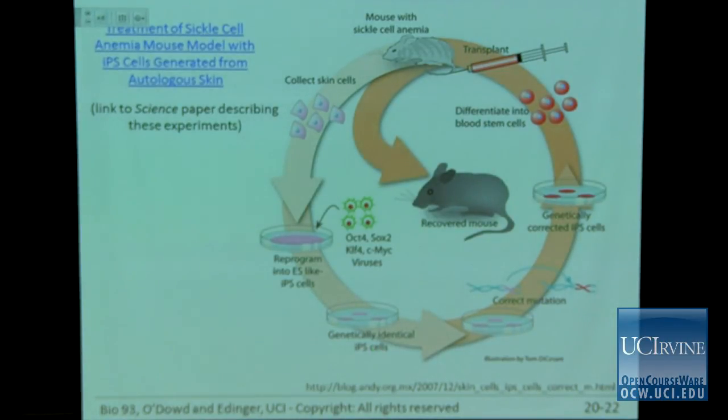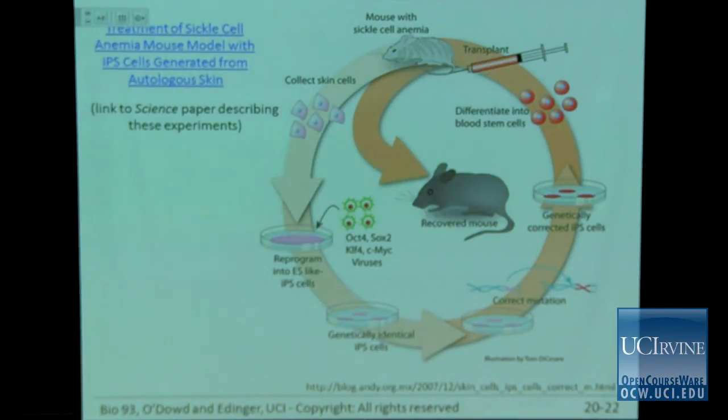Now these embryonic stem cells still have the sickle cell mutation. So what they did was they fixed it. Embryonic stem cells are special because you can switch pieces of DNA around. It's called homologous recombination. So they were able to fix the sickle cell anemia mutation, repair it. After the cells were fixed, they induced them to differentiate into blood stem cells that could make red cells and other cell types. They injected these into the sickle cell mice and cured them of the disease forever.